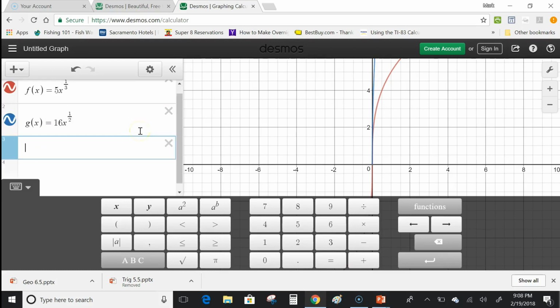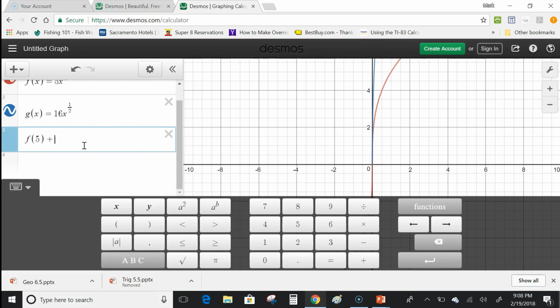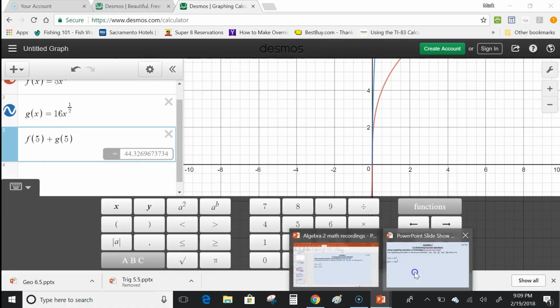And really from there, it's very simple. You just say, okay, I want to know what f of 5 is. Well, there's f of 5. And if I add that to g of 5, there it is. So f of 5 plus g of 5 is 44.32. Let's go ahead and just round to the nearest tenth: 44.3.